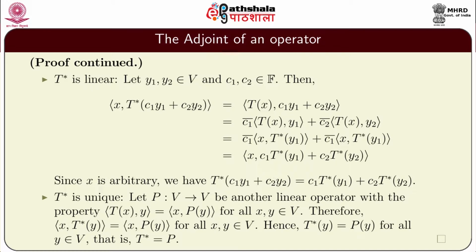We have to prove two more things. One is that T star is linear and the other is that T star is unique. To prove linearity, let us start with y1, y2 in V and c1, c2 in F. Then the inner product x comma T star of c1 y1 plus c2 y2 is equal to inner product Tx comma c1 y1 plus c2 y2, and that is the same as c1 bar inner product Tx, y1 plus c2 bar inner product Tx, y2 by the basic property of inner product, and that is the same as c1 bar inner product x, T star y1 plus c2 bar inner product x, T star y2.